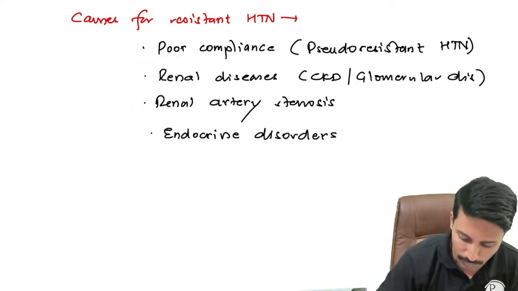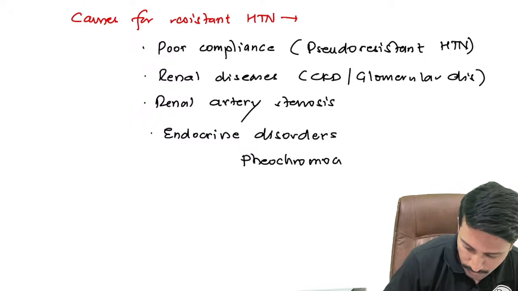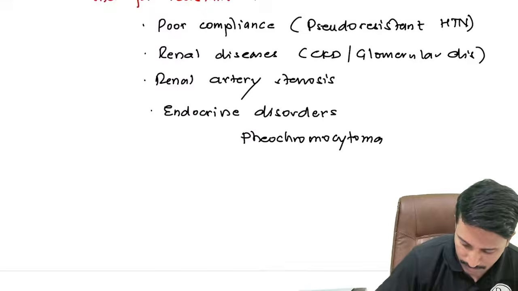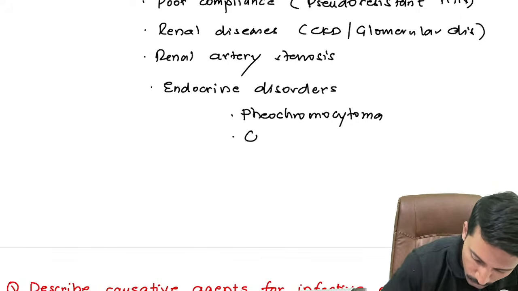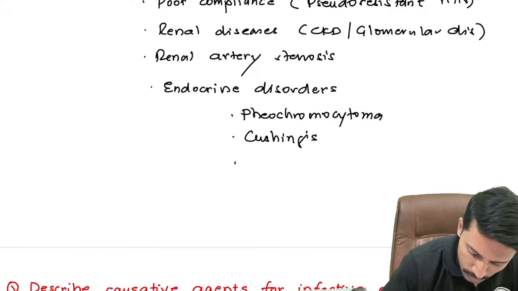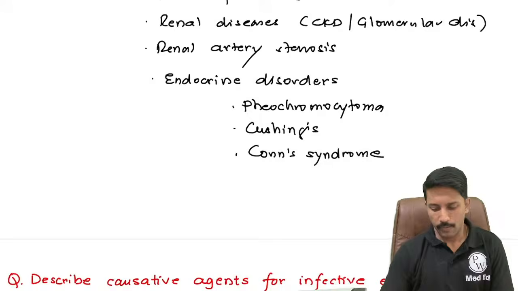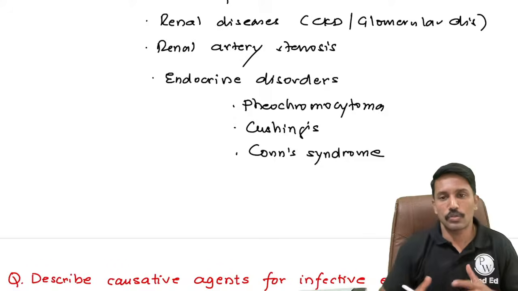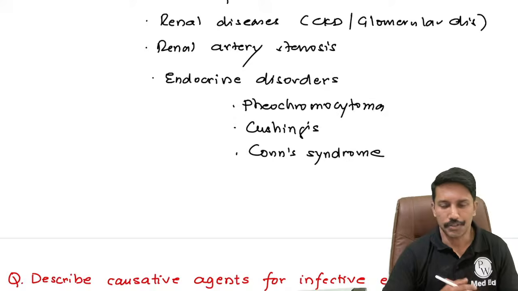So endocrine disorders include pheochromocytoma, and then we should also have Cushing syndrome, Conn's syndrome. Even growth hormone excess can also cause resistant hypertension. So these are the important ones that you need to mention.